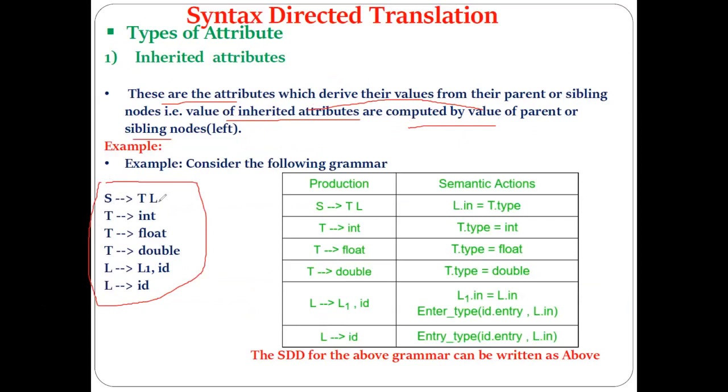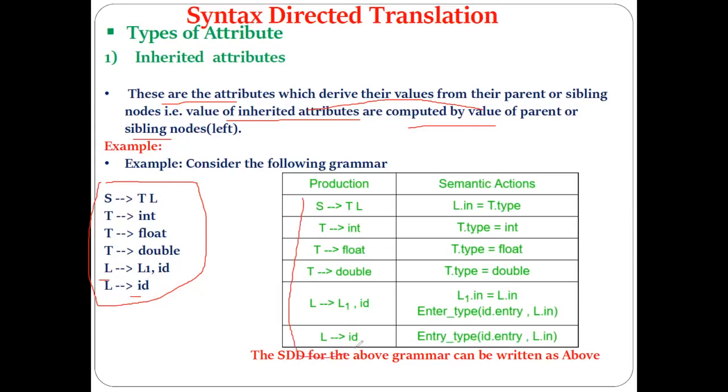Now L stands for the list here. What type of list? Different types of the list. Now T has a type int. T as a type can be a float. T as a type can be a double. List can be L1 comma ID, and list as an ID. ID in the sense identifier.